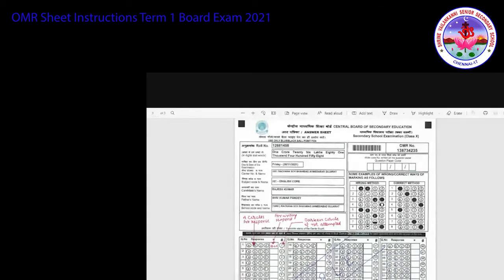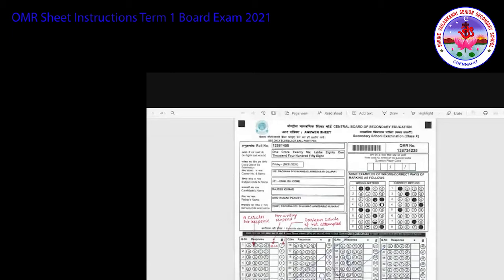If you take a look at this OMR sheet, you'll find that the details of the candidate are pre-filled in the OMR sheet. All that you have to do is write the question paper code, which is in the upper right corner, in the space provided. The question paper code will be printed on the question paper. Whatever code is printed on the question paper needs to be filled in the column given there.